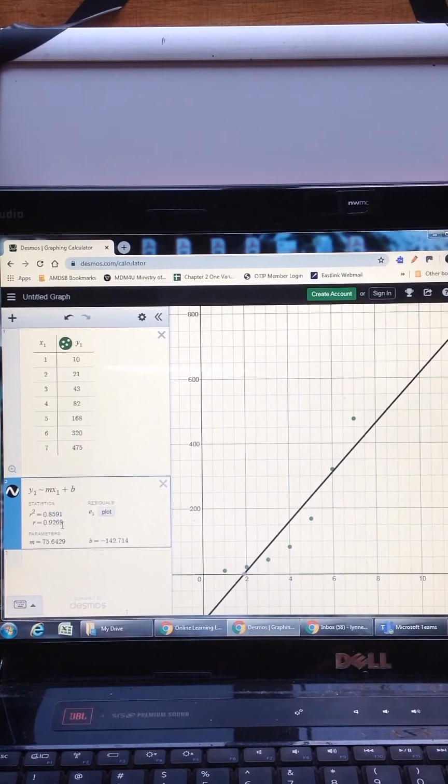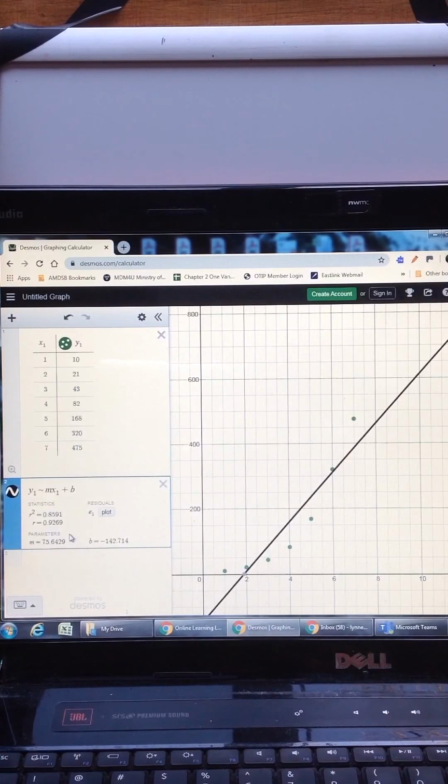So the correlation coefficient, again, off Desmos, you can just pull right off of here as having a value of 0.9269. And the line of best fit we can create because M and B are given to us. So this line of best fit has an equation of y equals 75.6429x minus 142.714. And that's easily done through Desmos.